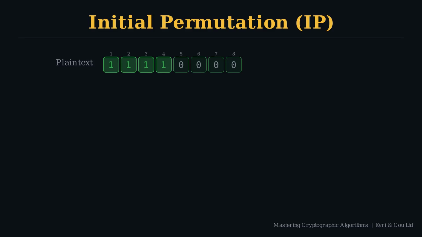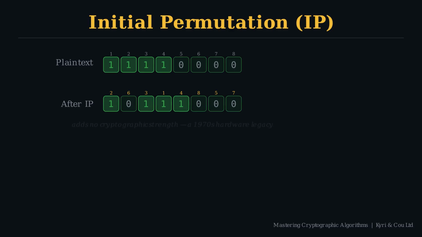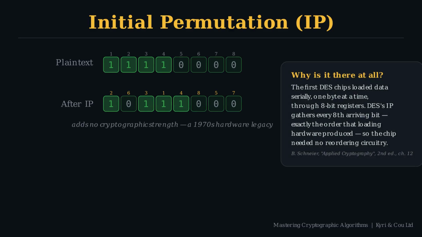Our plaintext is 11110000. The same drawer as the key applies. We number the positions because IP moves bits by position. IP shuffles all 8 bits. Bit 2 moves to slot 1, bit 6 moves to slot 2, and so on down the table, giving us 10111000.